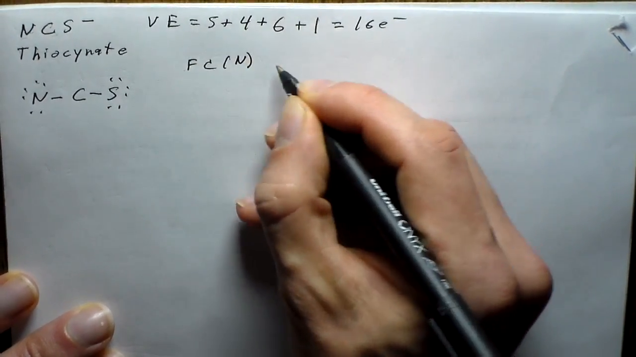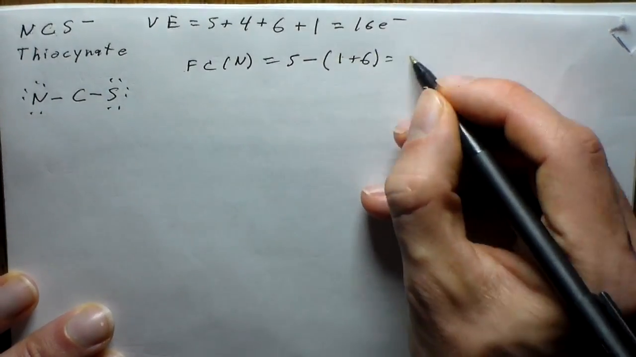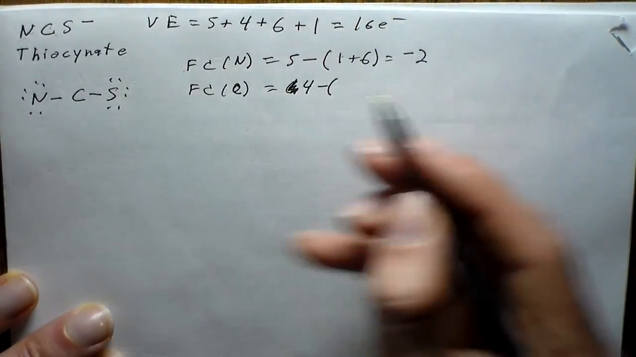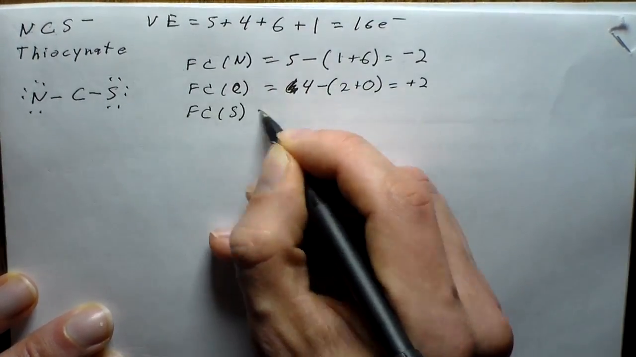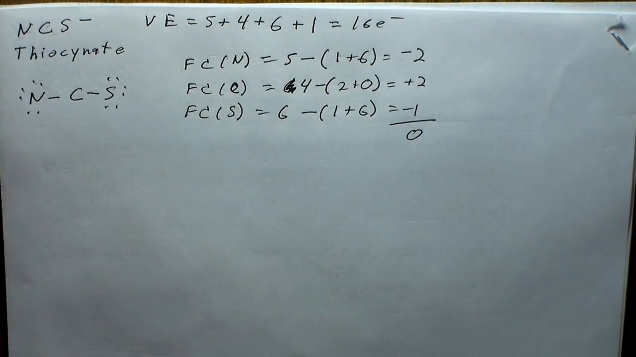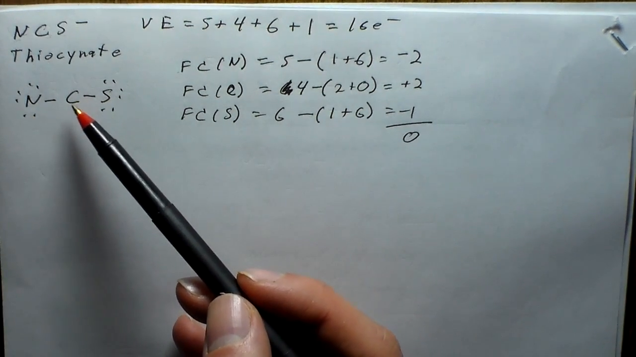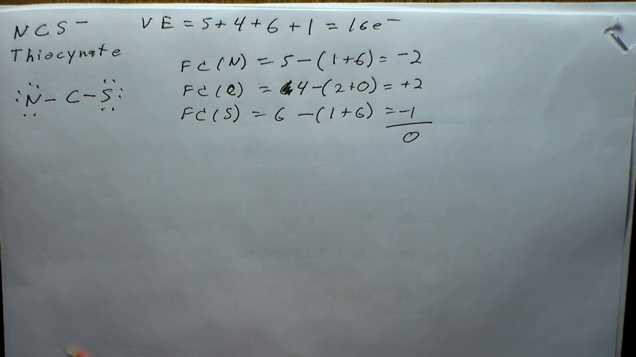For my nitrogen, 5 valence electrons minus 1 line and 6 dots. For the carbon, that just has 2 lines and no dots. And for the sulfur, 1 line and 6 dots. Add that up, and that's 0. So again, we want to go through here and move my electrons around, to basically try to get these things closer to 0.